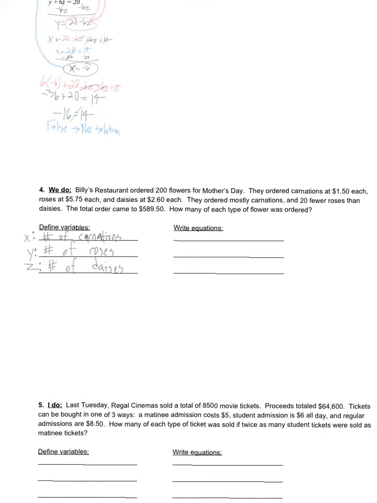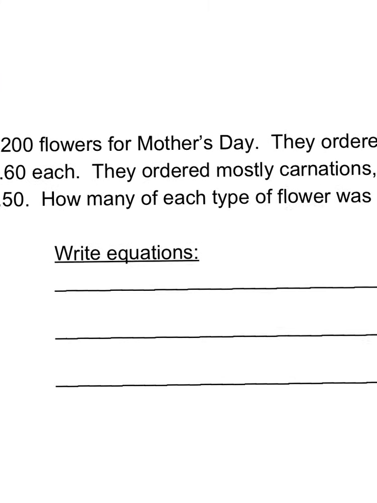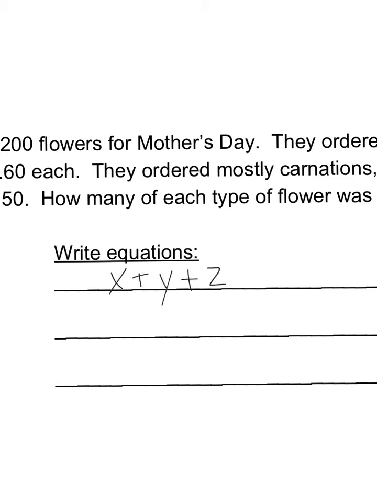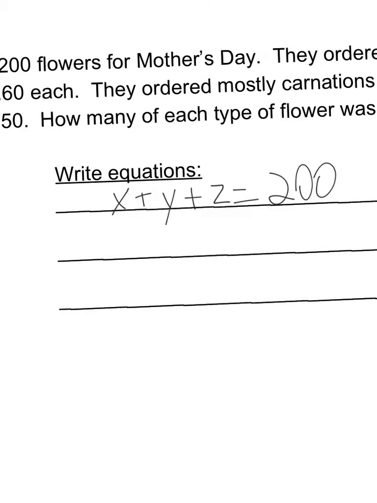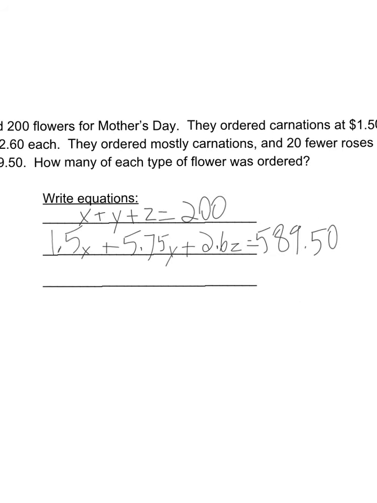But so I got my eye on these 3 types of sentences. So I'm just going to do it in order that they came. He ordered 200 flowers for Mother's Day. So he ordered some X, some Y, and some Z for 200 flowers total. Next, I'm going to work with all the dollar amounts. $1.50X, $5.75Y, $2.60Z equals the total dollar amount of $589.50. Okay, so there's that equation. 150X plus 575Y plus 260Z equals $589.50.